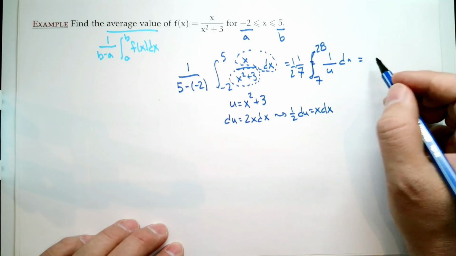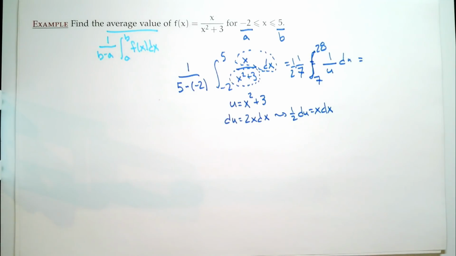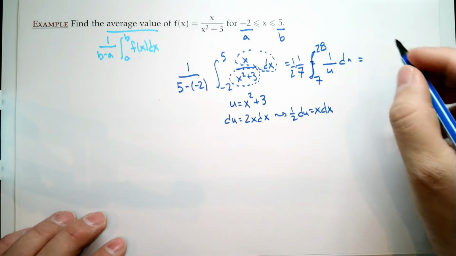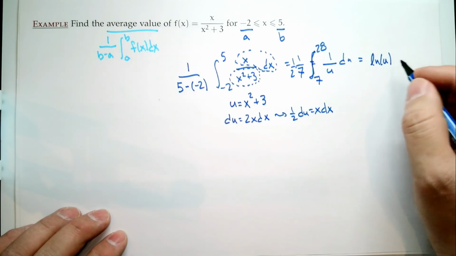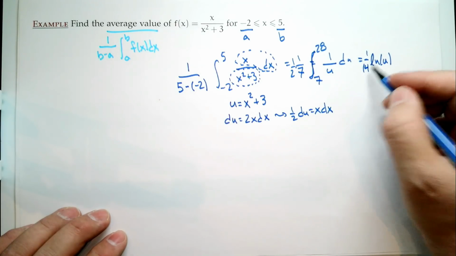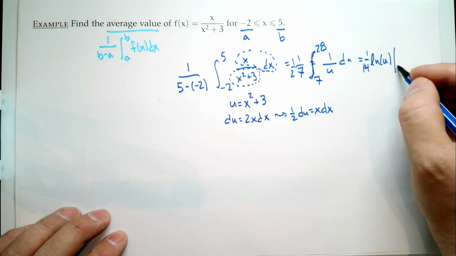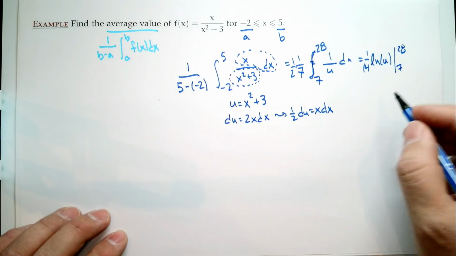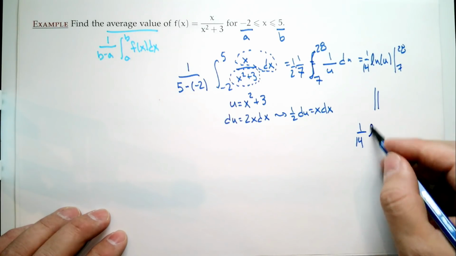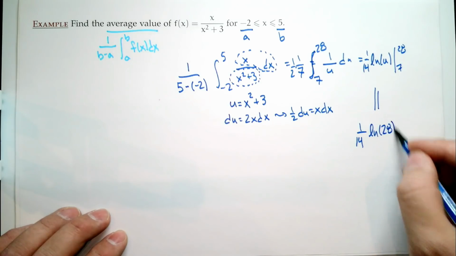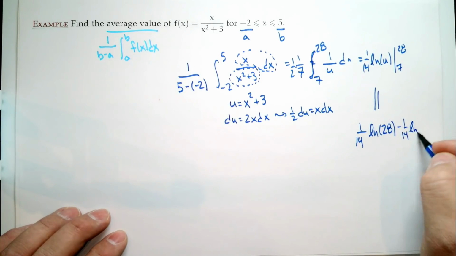So now we have this integral. And we say, is this an integral we can do? And the answer is, yes, we can. 1 over u. It's on our list of 8 integrals that we should know. So this is log of u. We have a 1/14 in front from our constants, and we're going to evaluate from 7 to 28. So we're going to have 1/14 log of 28 minus 1/14 log of 7.